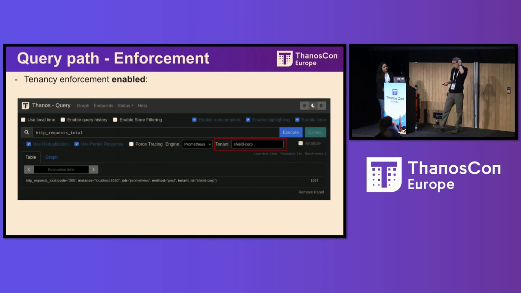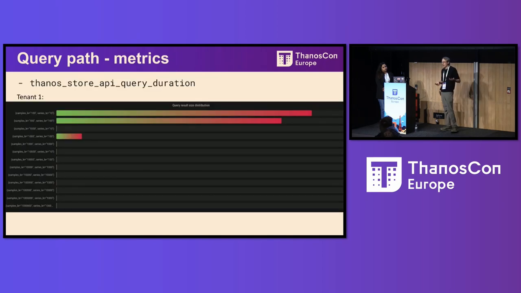Now, one of the cool things now that we have tenancy awareness, and probably one of the main reasons we wanted it in there, is to get a better understanding of how the different tenants behave on the query path. This is something we couldn't do before, when we had a proxy in front to do the tenancy enforcement. But now that we have it natively in Thanos, we can start getting some metrics. There's one example here which is quite interesting. It's actually meant for measuring query latency with respect to the result size of the queries, but we can also use it like this.